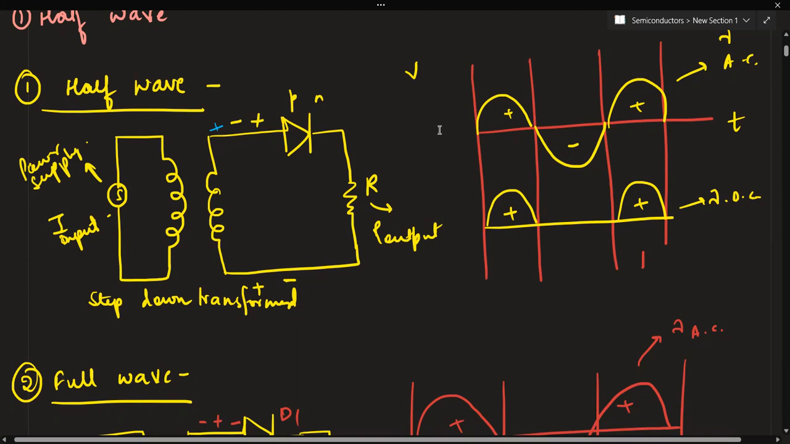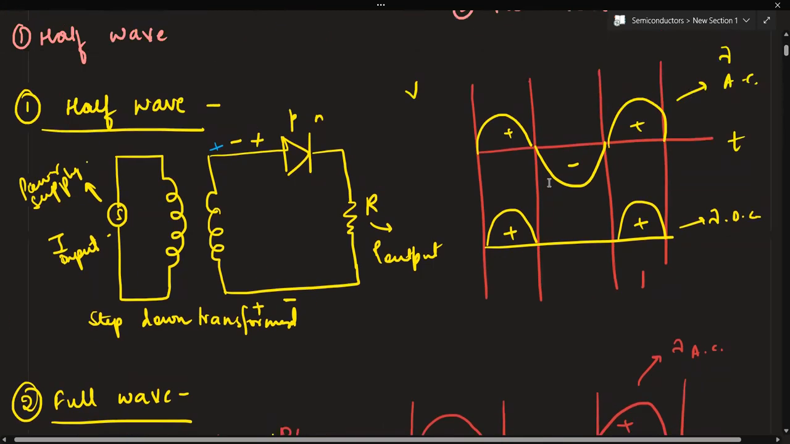Then again it will be forward biasing and the graph will come. So this is how the graph of a half wave rectifier looks. For AC it will be constant, but for DC it will be blocking DC.